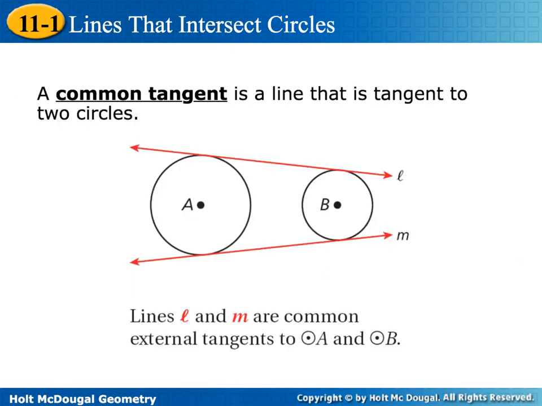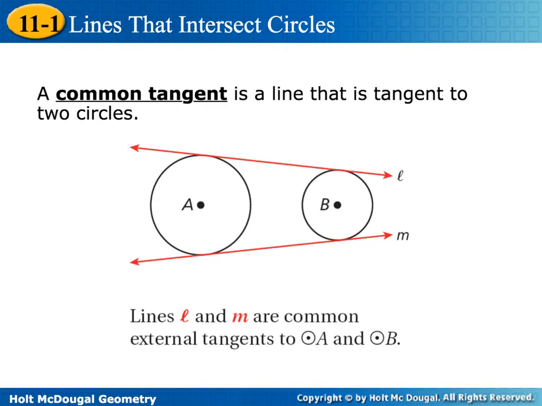All right. Next thing is a common tangent. A common tangent is a line that is tangent to two circles. This is your third buzzword. Notice how I've got two different circles going on here, A and B. L is tangent to this at A and at B at this point. M is tangent to this circle here and here. Since they are both tangent to two different circles, lines M and L are common external tangents.